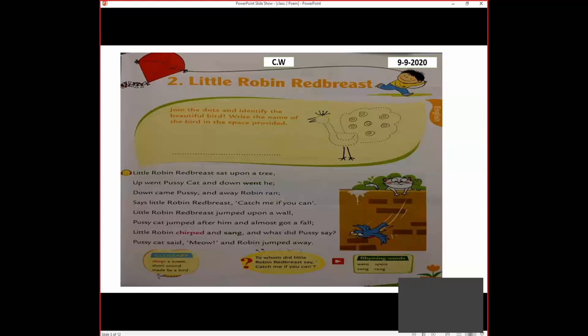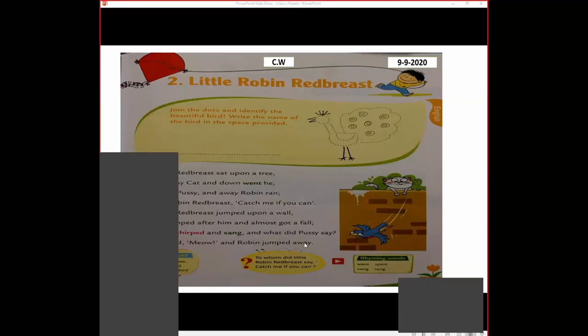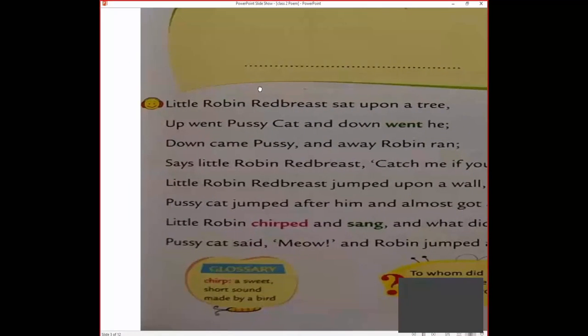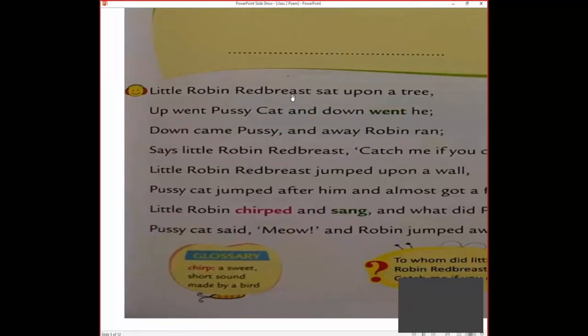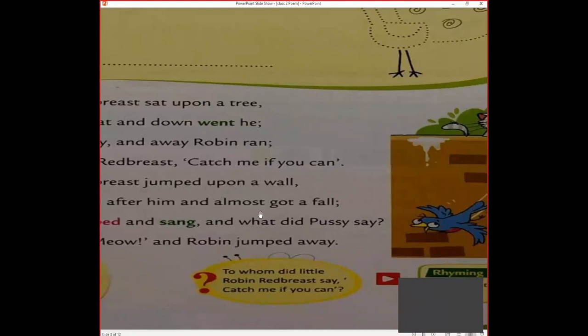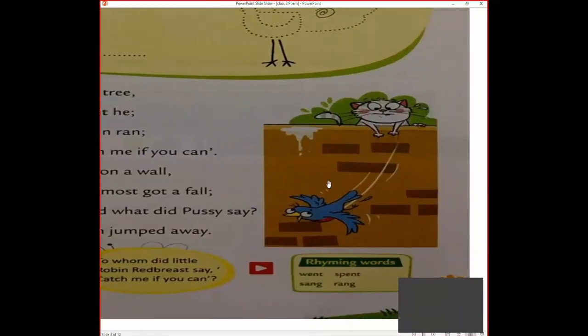One minute, children. Who's that? Everyone can see? Okay, children, you all can see the screen? Now you see the bird over there? Can you all see the bird? Teacher, I cannot see anything. Okay, children, so now you all can see.